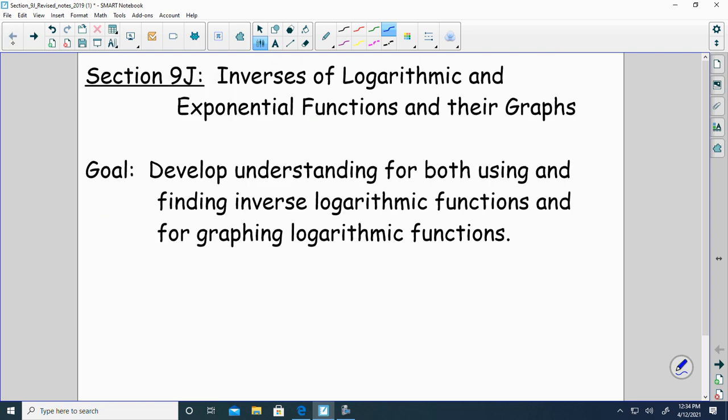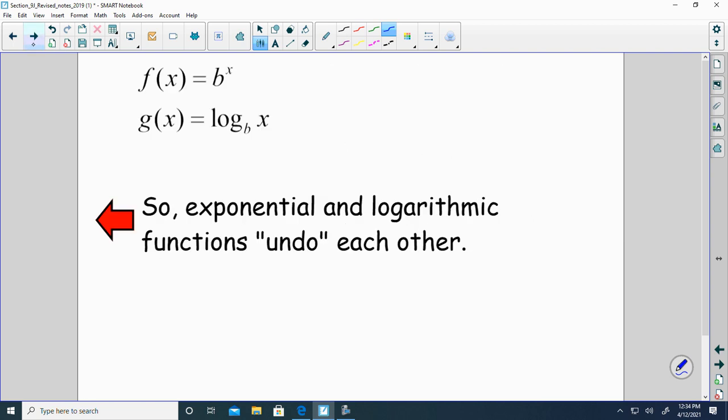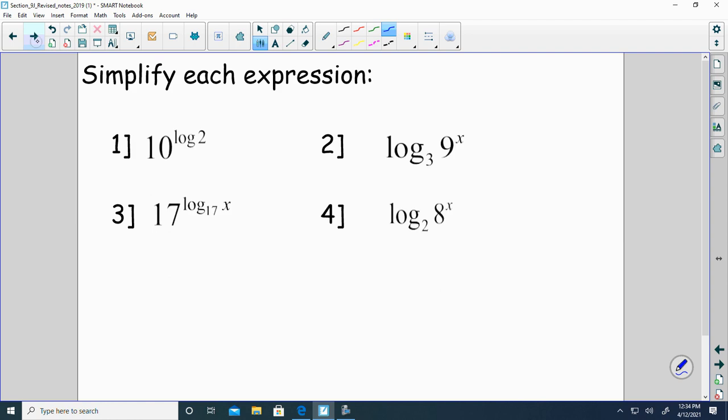So we're going to start inverses of logs and exponential functions and also their graphs. Remember, an inverse function is reflected over the line y equals x, which is a 45-degree line that goes through the origin. Okay, so we just need to know that these undo each other. It's not the best slide. Not going to help us.